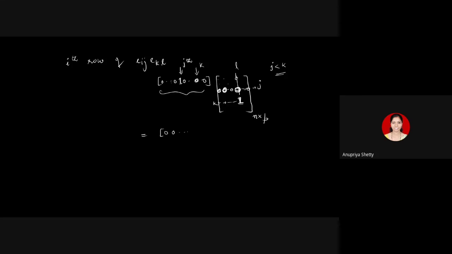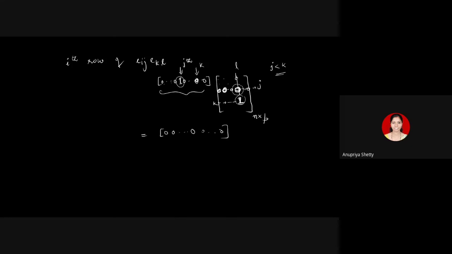That 0 will get multiplied with this 1. So I'll get 0 into 0 plus 0 into 0, etc., 1 into this 0, etc., plus 0 into this 1, etc., plus all zeros. So what I get in the nth position is also a 0. And the rest is everything zero, because all other columns are zeros.